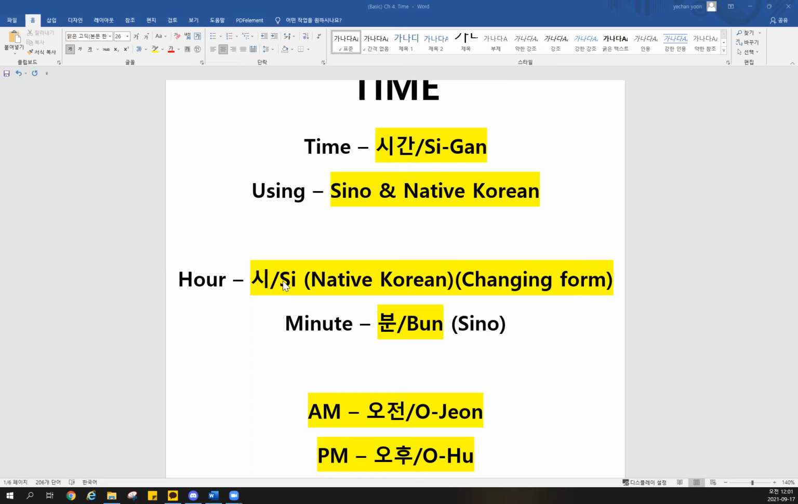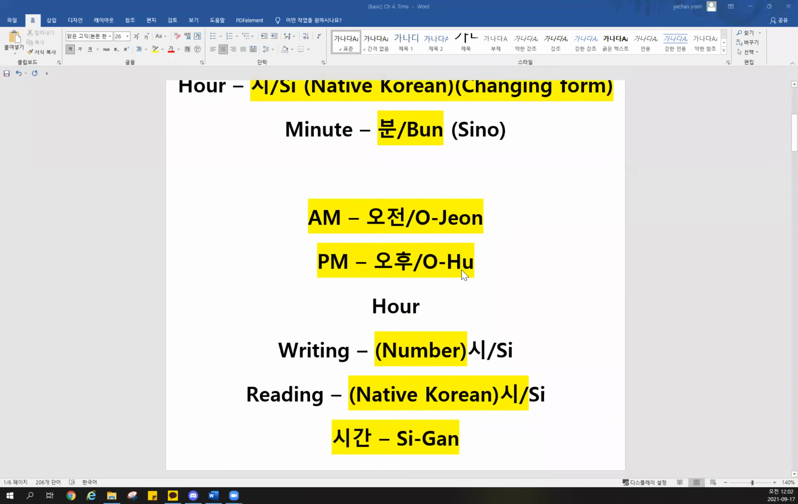But for the minute, the counting word is gonna be the 분, 분. And also you can read with the Sino version. So Sino version was 1, 2, 3, 4, 5, 6, 7, 8, right? So hour and the minute are gonna use different counting versions, between native Korean and the Sino version. Okay, let's go to the next one.